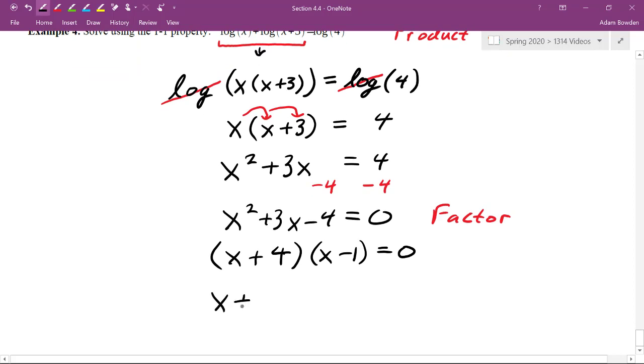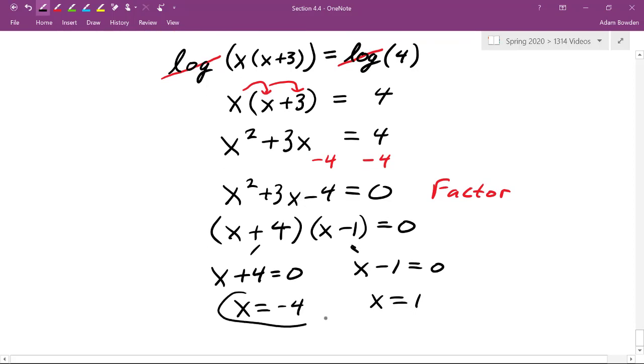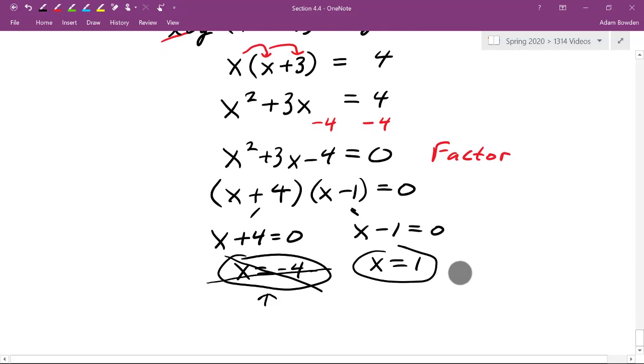So we're going to get x plus 4 is equal to 0 and x minus 1 is equal to 0. So x equals negative 4, x equals positive 1. But we notice we got a negative number. That one's not going to work because of the original equation, and we can't use negatives inside the logarithm. So only one answer is a solution. X equals 1.